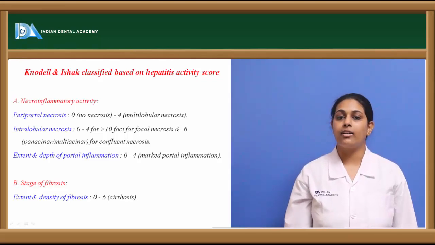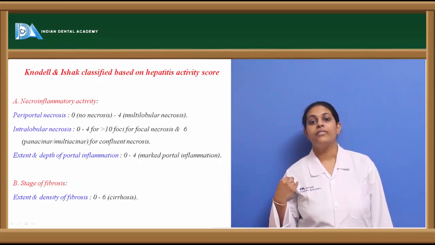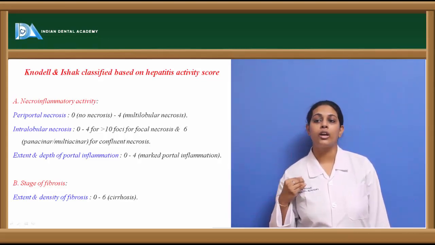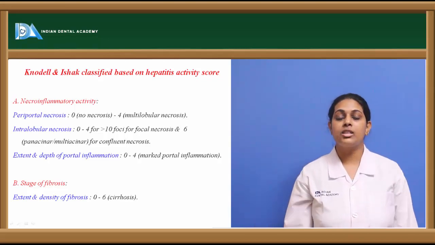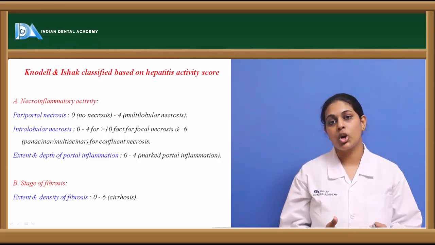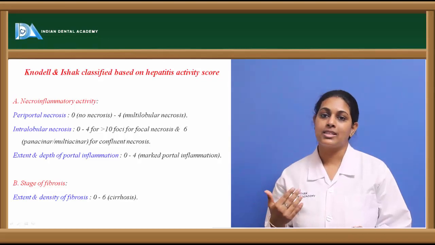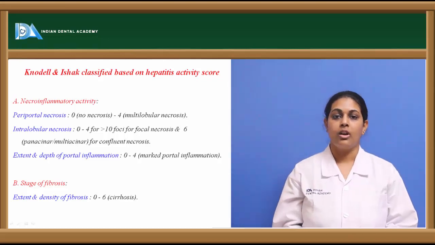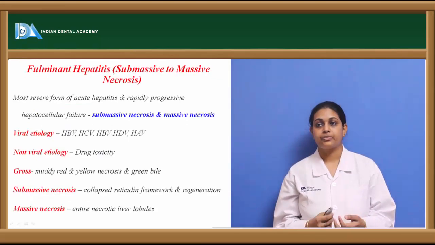Based on the extent and depth of portal inflammation, it can be given a score from 0 to 4, that is 0, no inflammation, to marked portal inflammation. Based on the stage of fibrosis, it can be given a score of 0 to 6: 0, that is no fibrosis, to 6, that is cirrhosis. That is based on the extent and density of fibrosis.